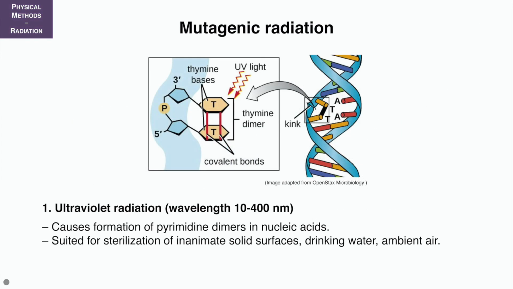Mutagenic radiation is an effective method for sterilization and includes ultraviolet radiation as well as ionizing radiation. Ultraviolet radiation leads to the formation of pyrimidine dimers in nucleic acids such as DNA and RNA. Therefore, the use of ultraviolet radiation is only suitable for inanimate materials, particularly solid surfaces, although it can also be used for purification of air and water.